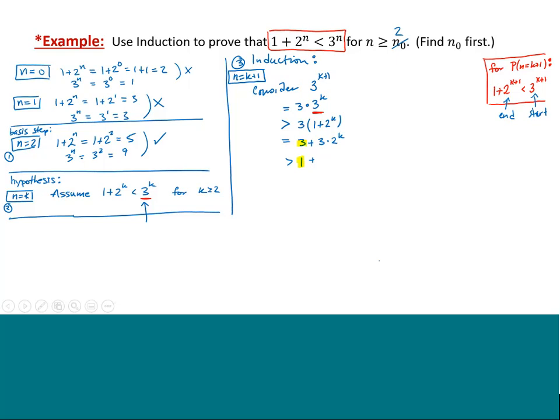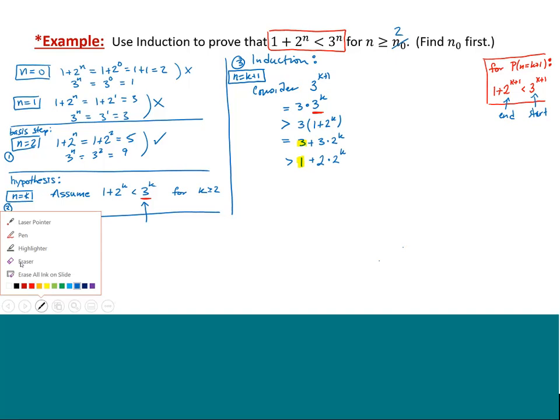But the second term is supposed to be 2 raised to some power. Well, I don't have only 2's up here. I have this 3. So I'm going to switch out the 3 with a 2. Here's the check. We want to make sure that our inequality is still correct.